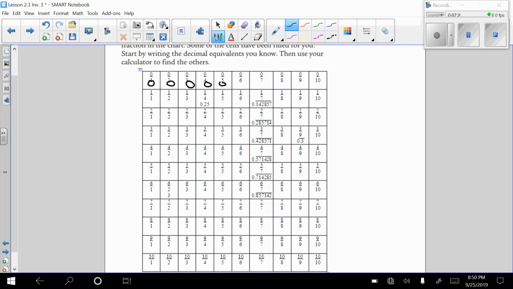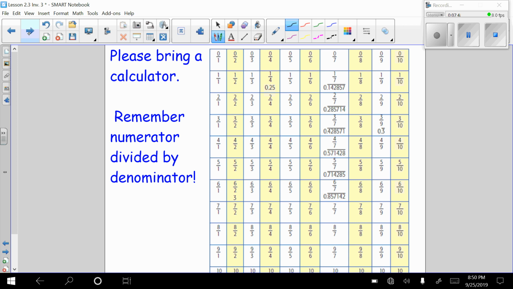We also know what 1/2 is. We know that 1/2 is 0.5. So we could fill in all the halves at 0.5. Go ahead and finish this and see what patterns you come up with. Remember, you want to do numerator divided by denominator when you're putting it into your calculator.